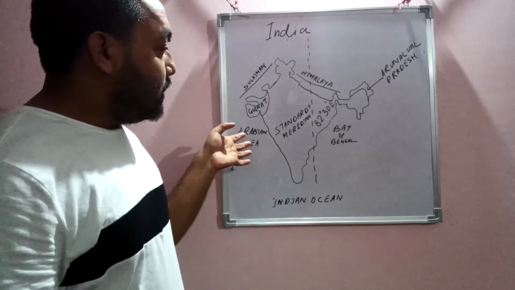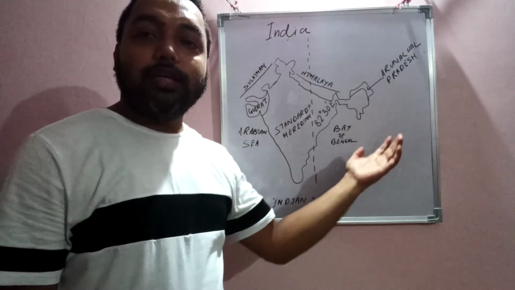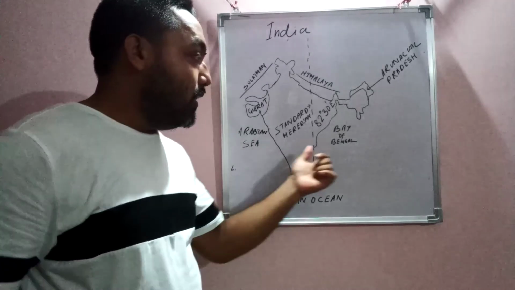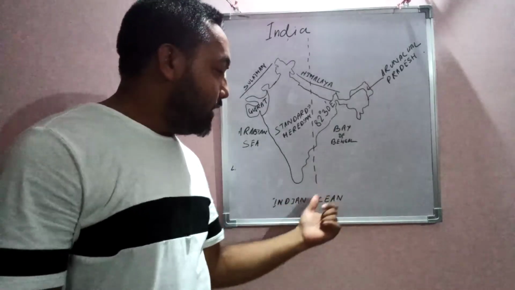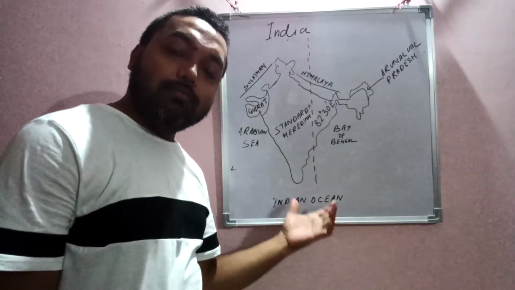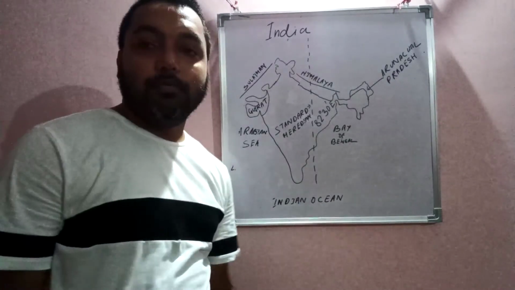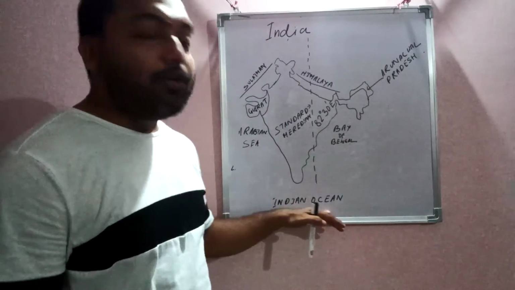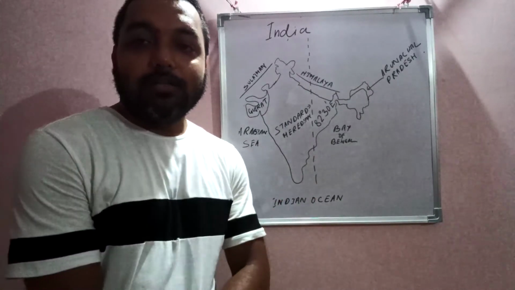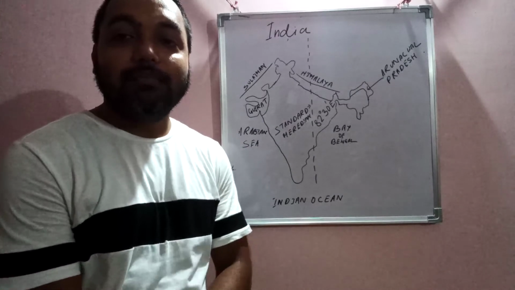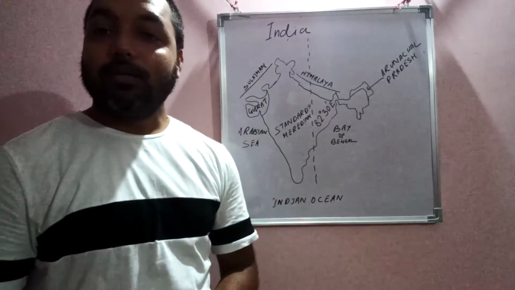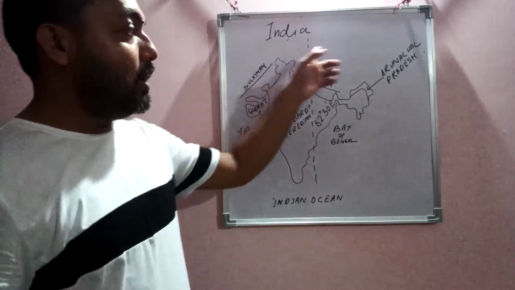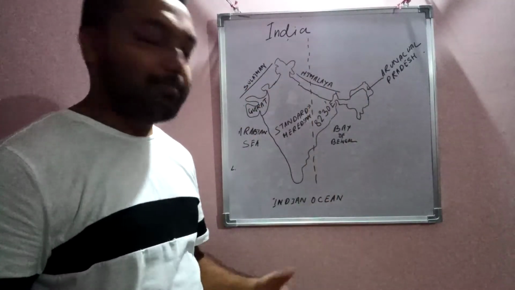On the southwestern and southeastern parts, this side is bounded by the Arabian Sea, and here it is bounded by the Bay of Bengal. Then it is bounded by the Indian Ocean on the southernmost part. The Indian Ocean is the only ocean that is named after a country. All other oceans are not named after countries. So this is about the boundary of India, how it is bounded.